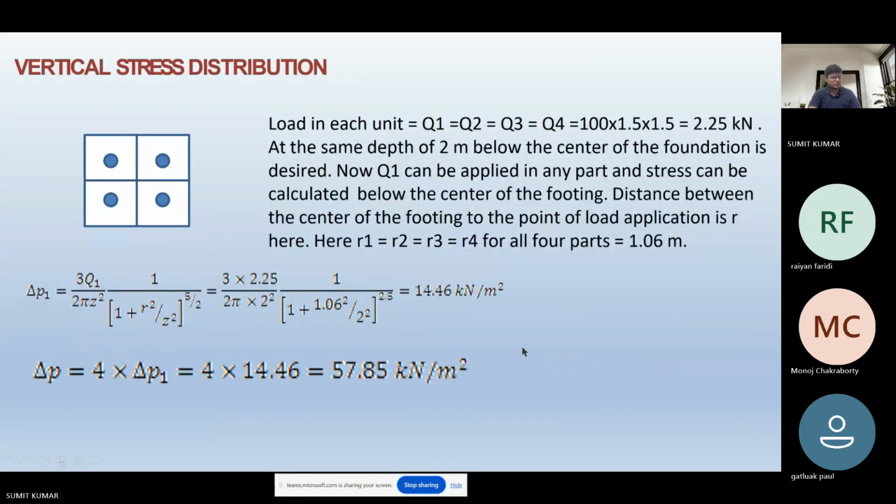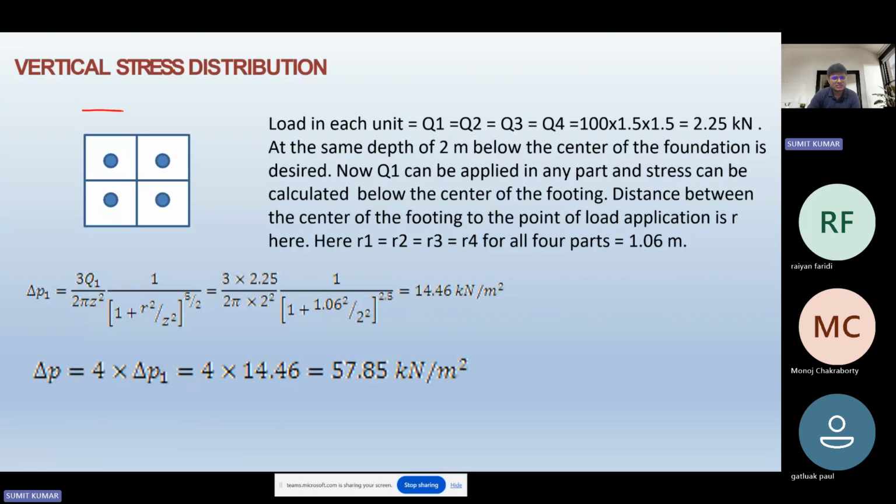Okay, so it is seen over here that the load in each unit like Q1, Q2, Q3, Q4 is each 100 into 1.5 into 1.5. How? Let me use the pen and explain the things to you.